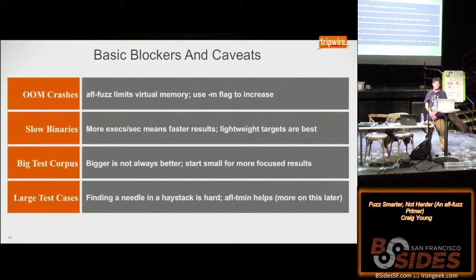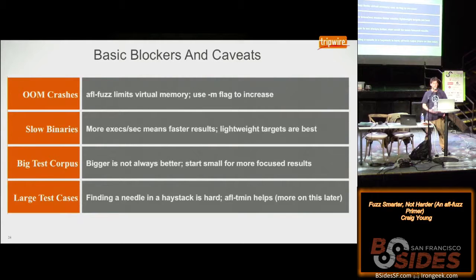If you're fuzzing something that's really a slow binary, that's going to be a big problem here too, because in case you haven't noticed, the whole idea here is that we're trying to execute the program as many times as possible to try and identify these new states. So slower binaries means less executions per second, means less interesting test cases, means fewer vulnerabilities that you're going to find.